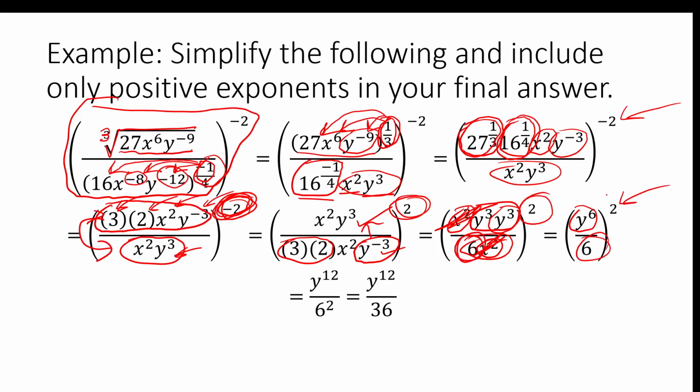Now we can take that exponent of 2 and distribute it to each of the exponents. So 2 multiplies the 6, and we end up with y to the 12 up top. And then 2 multiplies the 1 on the 6, so we end up with 6 squared down below. And so our final answer is y to the 12 over 36.